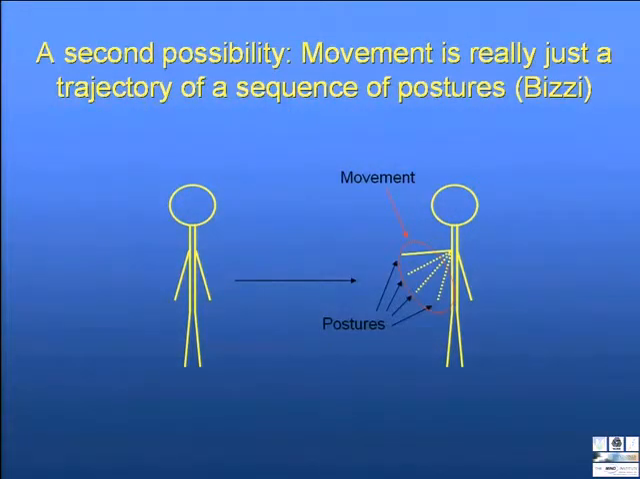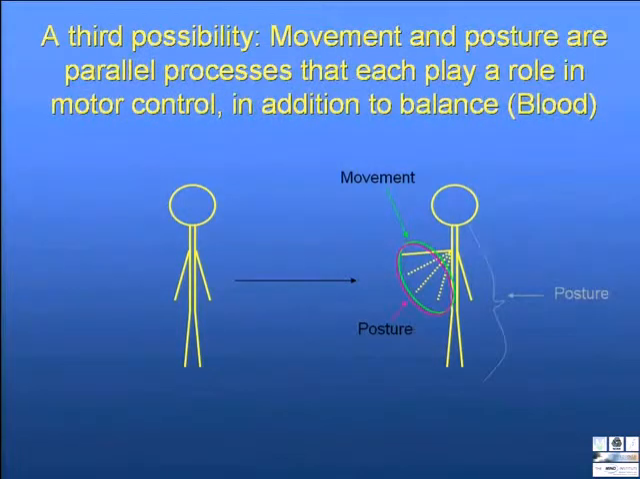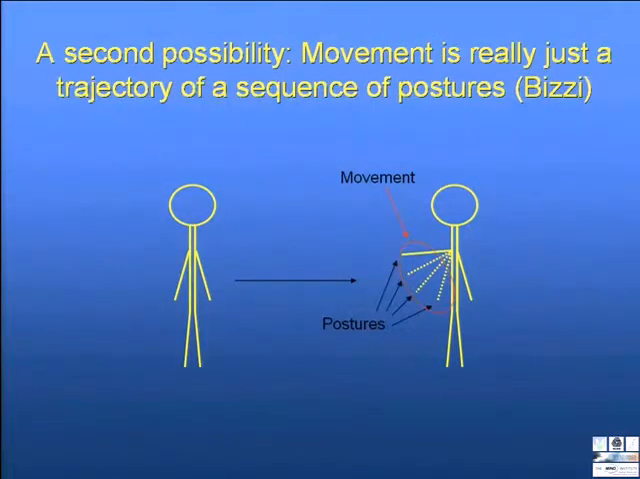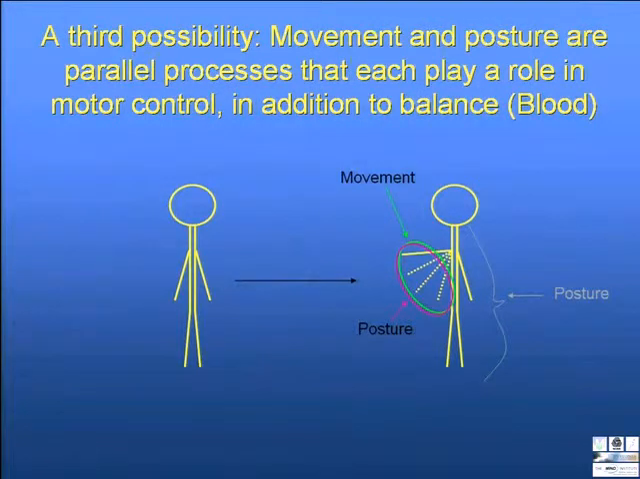Emilio Bizzi has a lot of literature on this, basically arguing that movement and posture are one and the same, and that movement is actually a trajectory of postures. So a third possibility is that movement and posture are actually parallel processes. This literature is a lot from making behavioral and kinematic measurements. I'm going to argue from the neural side, based on the fact that we have these two distinct pathways in the basal ganglia, that perhaps movement and posture are parallel processes going on at the same time, and they each play a synergistic and at the same time antagonistic role in controlling movement and not just balance.